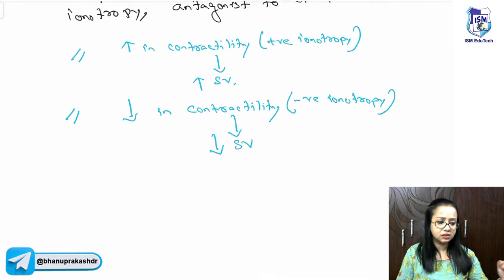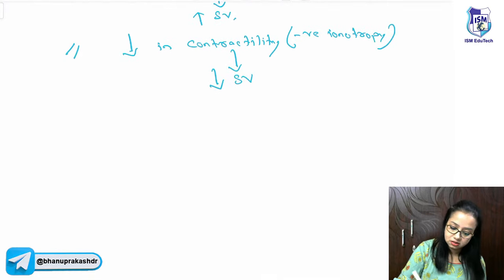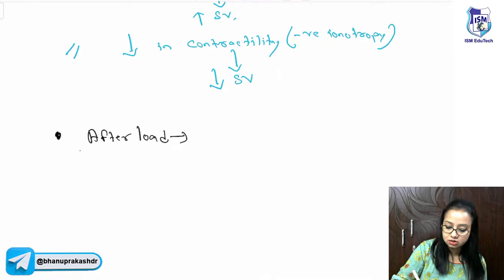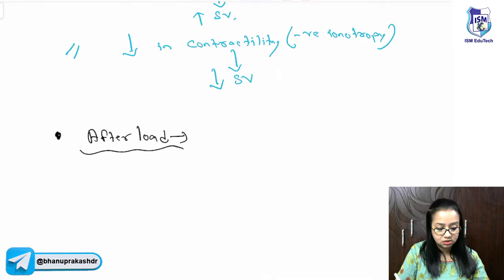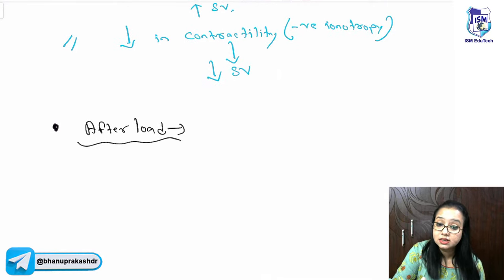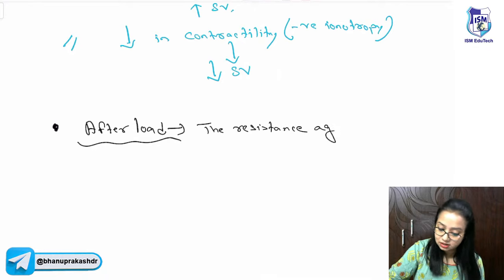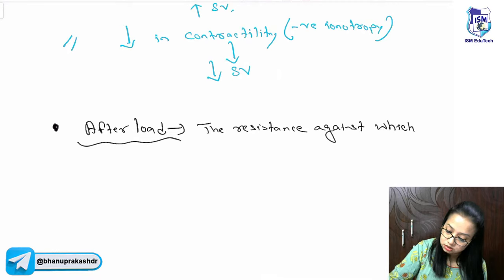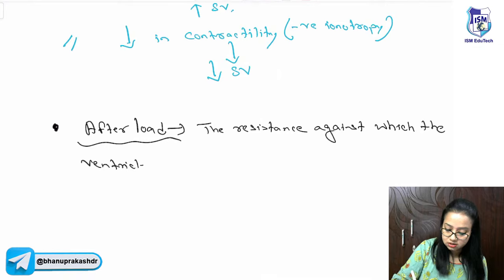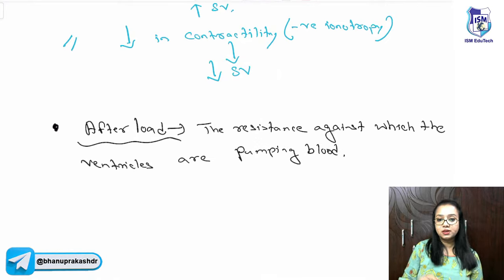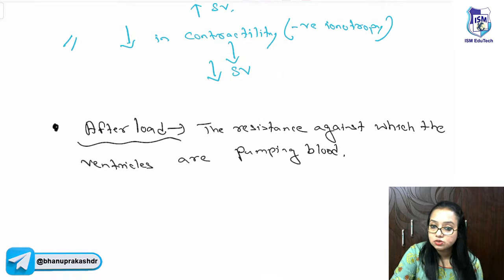So, we understood preload and the factors that affect it, and then we understood contractility also. The last one is afterload. Now, what does afterload mean? It means the resistance against which the ventricles are pumping blood. Say, for example, if there is any atherosclerosis in any of the arteries in the periphery, or any constriction of the blood vessel.